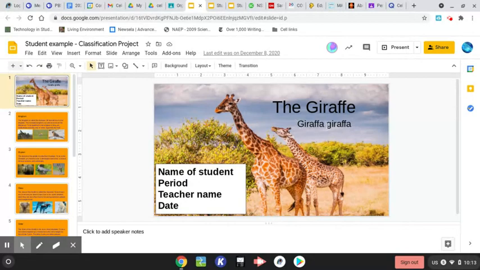Genus capitalized, species lowercase. Some of you lost 5 points if you did not put your scientific name, or if the scientific name was incorrect. You definitely lost 5 points if you didn't put this information down here in the corner. And again, I wasn't even caring if it was in the corner, but it had to be on your opening slide.